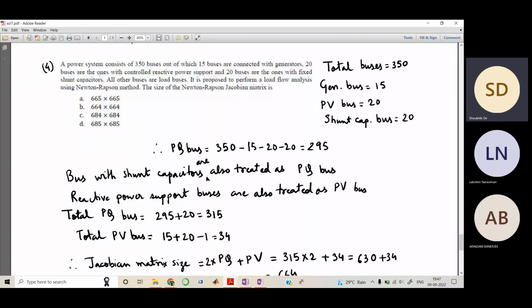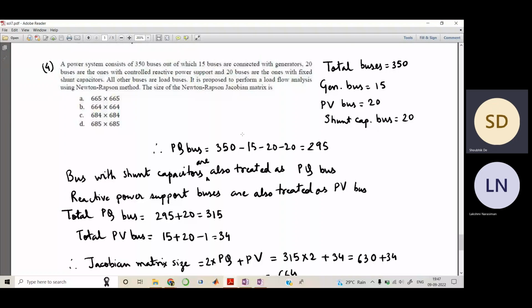Sorry, 20 buses are the ones with controlled reactive power support. So there are 20 buses which provide or absorb reactive power. These kinds of buses are to be treated as PV buses. So that is why I had written this PV bus. So these are both the same, right?